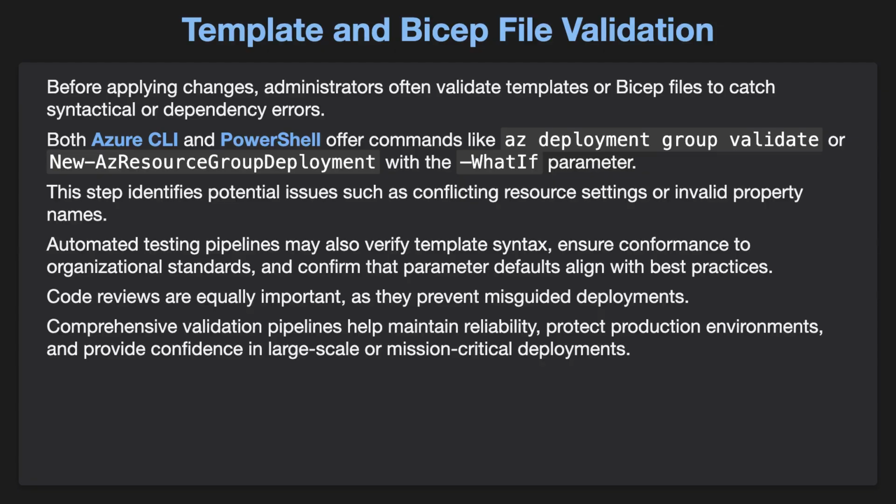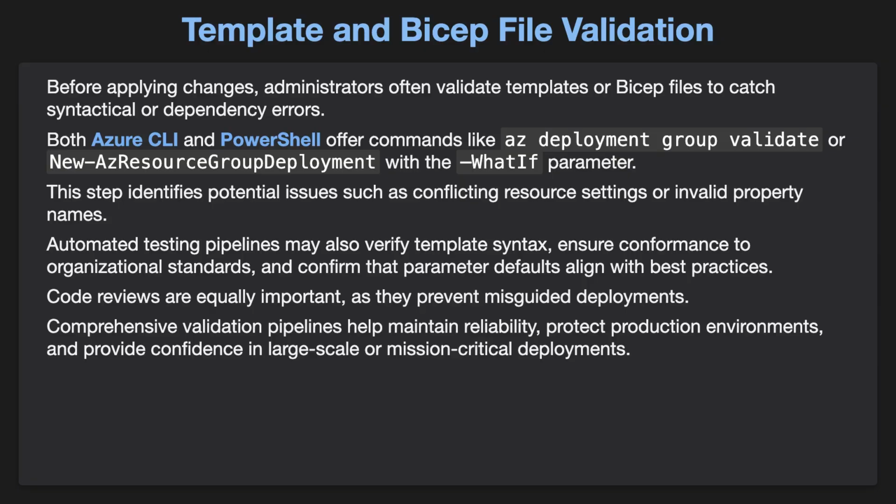Before applying changes, administrators often validate templates or Bicep files to catch syntactical or dependency errors. Both Azure CLI and PowerShell offer commands like az deployment group validate or New-AzResourceGroupDeployment with the what-if parameter. This step identifies potential issues, such as conflicting resource settings or invalid property names.